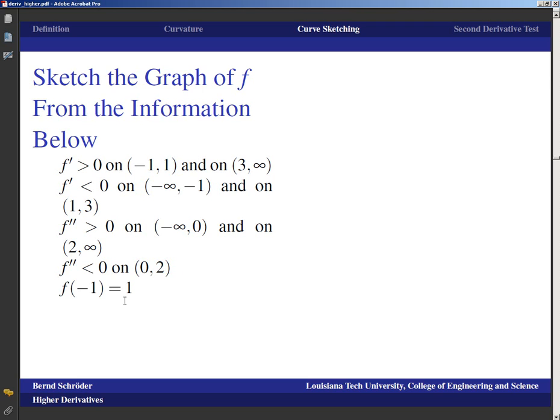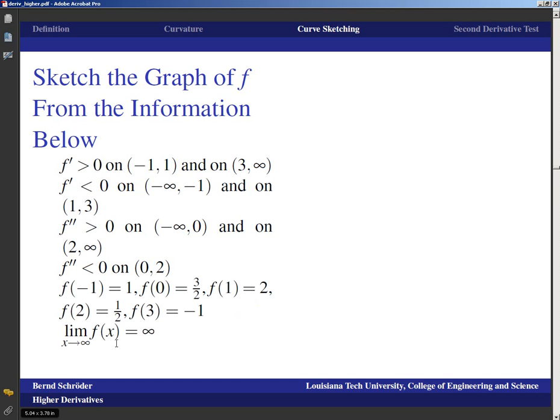The value at -1 is 1, the value at 0 is 3/2, the value at 1 is 2, the value at 2 is 1/2, value at 3 is -1. The limit as x goes to infinity of the function is infinity, and the limit as x goes to -infinity of the function is infinity too.